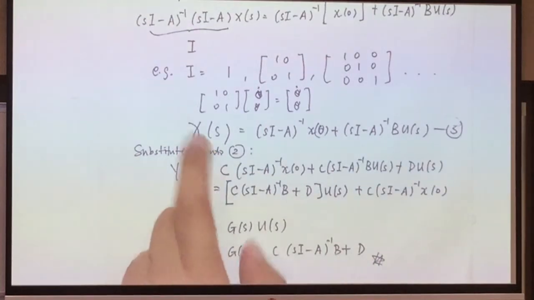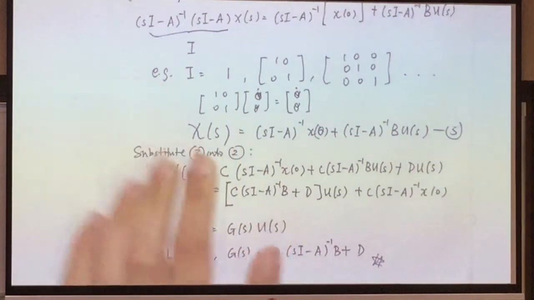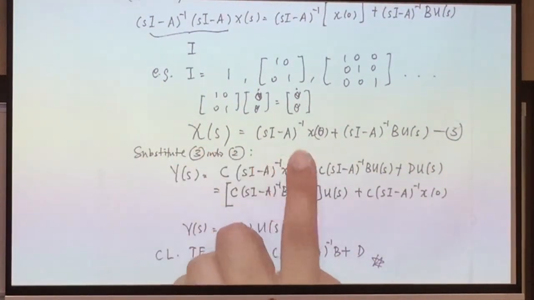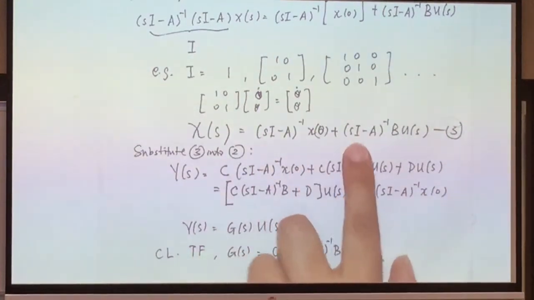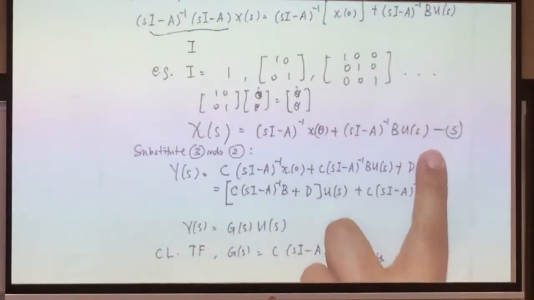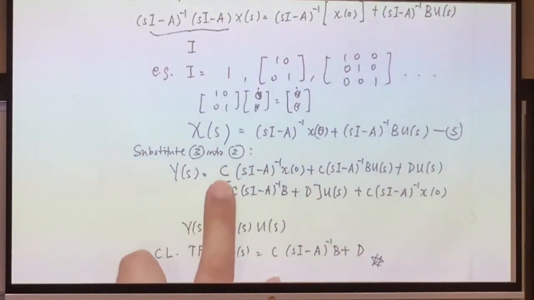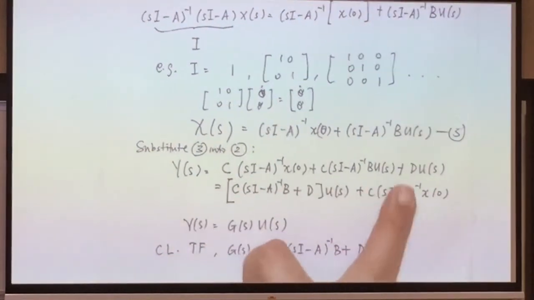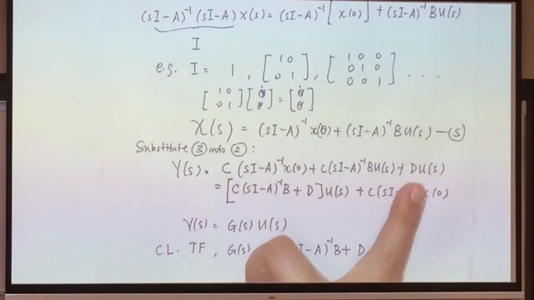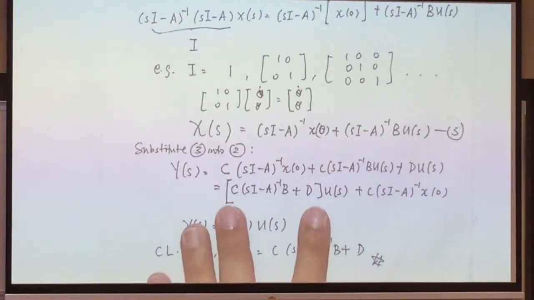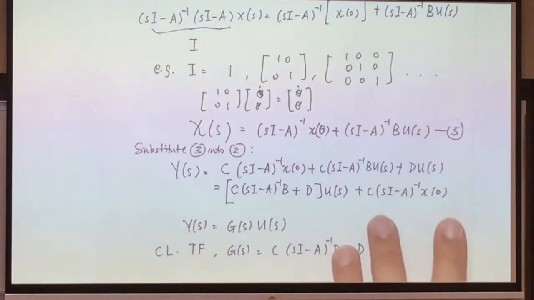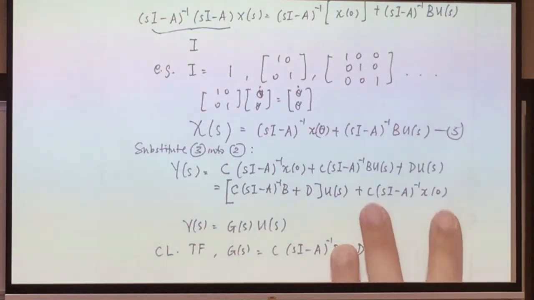Next, after you have multiplied by the inverse on the left hand side, you have X(s) is (sI minus A) inverse x0 plus (sI minus A) inverse B U(s). Substitute this into your y equation. So you have your C on all the terms, and then DU, which you carry over. You collect the U(s) terms, and you leave the initial condition over here.